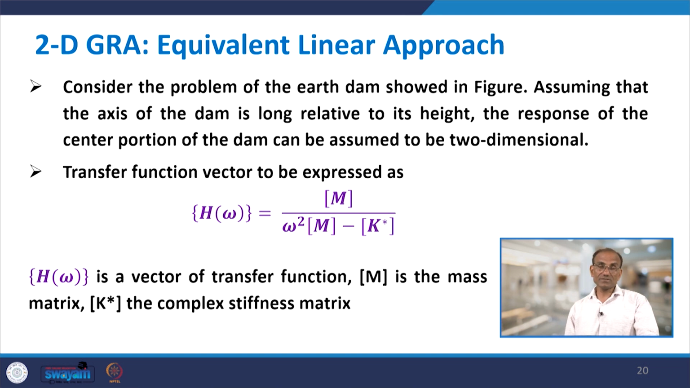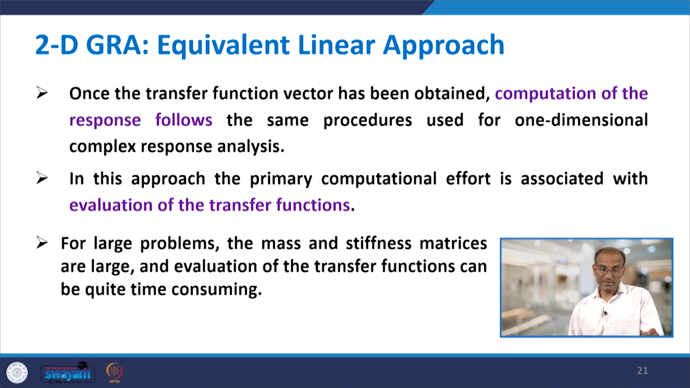Similar to the 1D case, we also find the transfer function vector. If you recall in the 1D analysis, that was a function of frequency. When you change the frequency, the value of the transfer function changes. So H omega is a transfer function which is a function of frequency omega, and on the right hand side you have two matrices: one is the mass matrix M, another is K star, the complex stiffness matrix, and omega is nothing but the frequency of excitation or harmonic loading component. So the transfer function can be calculated. Once the transfer function vector has been obtained, computation of the response follows the same procedure as we discussed for one dimensional complex response analysis. And what is the procedure? For the equivalent linear approach, you need to carry out iterations.